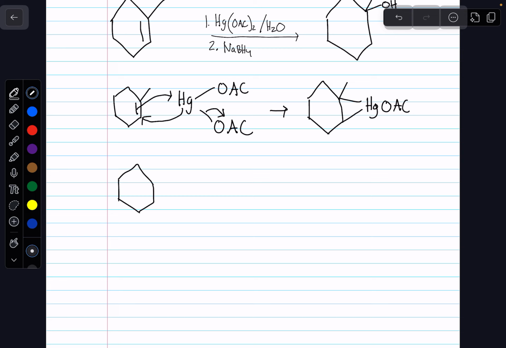And let me write it here again. So now that we have this, we're going to go ahead and remove the bond on here back to the Hg. I chose this bond instead of the other bond because I want that OH group to ultimately end up on that more substituted carbon. So that's why I'm removing that bond and placing it back on the Hg. And I'll go another step just to show you guys.